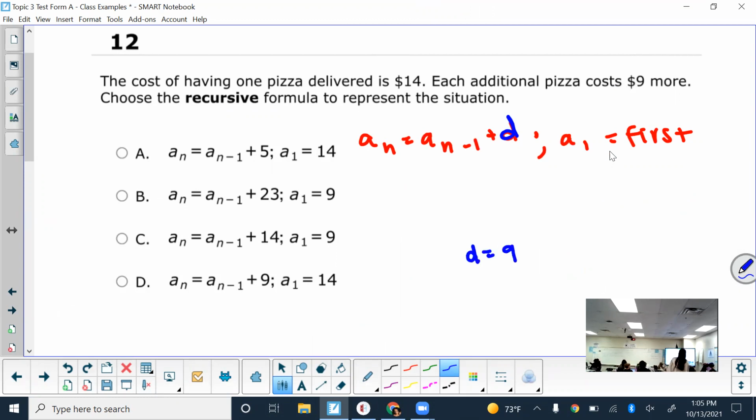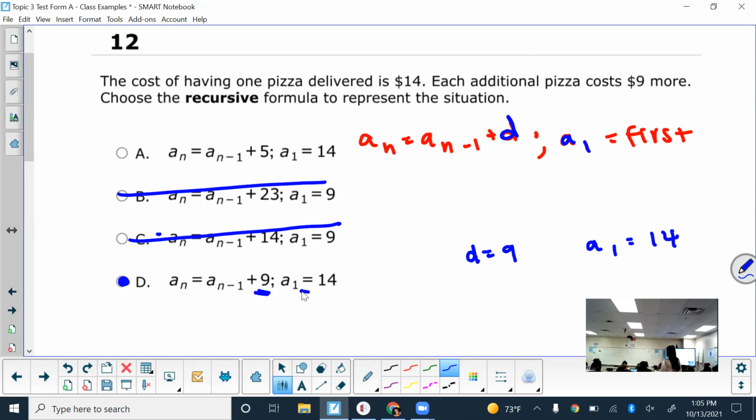And your A sub 1, what's my first term in this situation? 14. Because the first pizza costs $14, and then each one after that is $9 more. So the one that matches that, definitely not B or C because they have the wrong first term. It is D. All right, so just plugging in for the common difference and the A sub 1. Again, tomorrow it's open response, so just make sure you write it like how it looks.